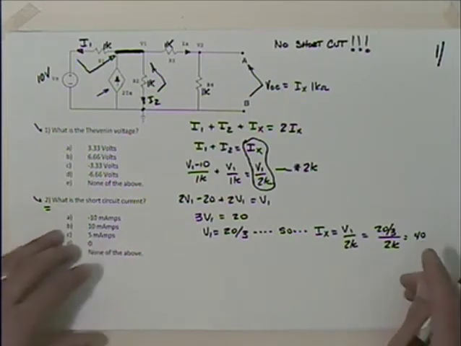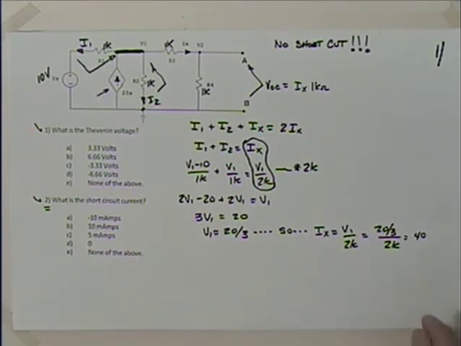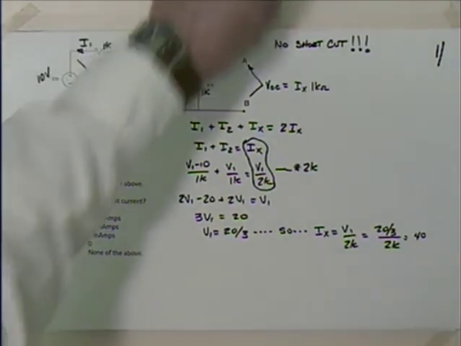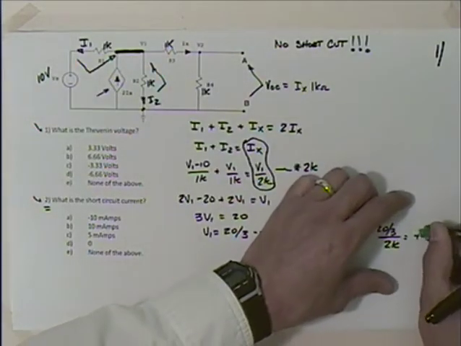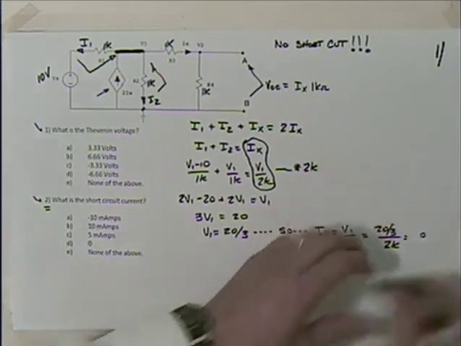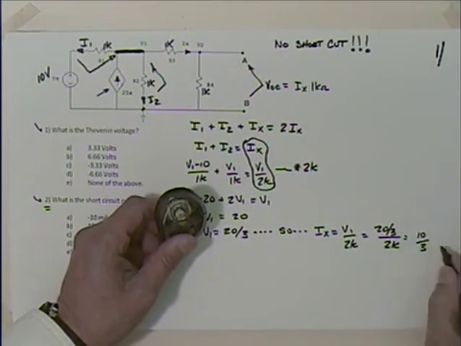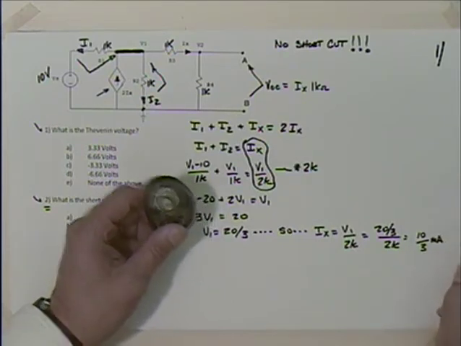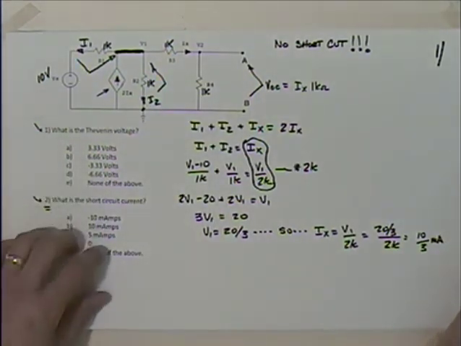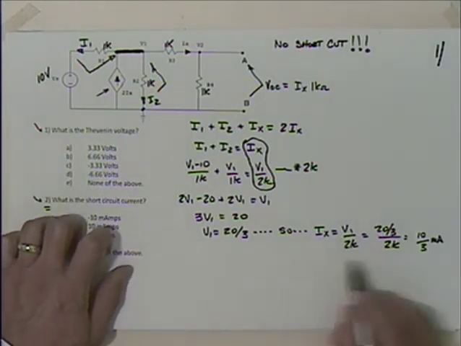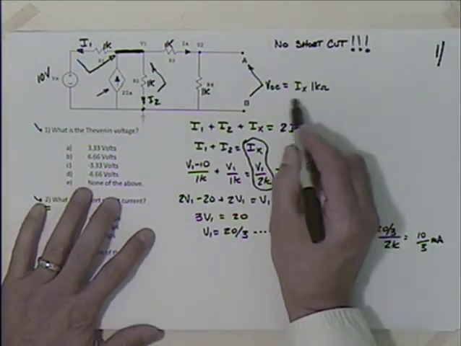No, 40 over, going the wrong way, 10 over 3, right? Sorry about that. 10 over 3. And then I take care of the K's by saying milliamps. Okay. And then we agreed the reason we were finding Ix is to get this.